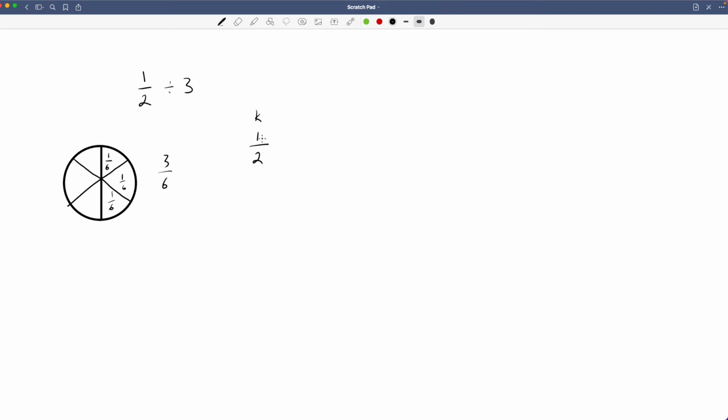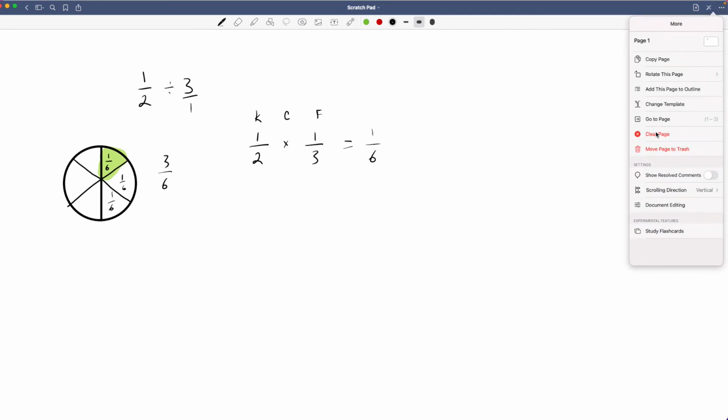1/2, we're going to keep that part. We're going to change the division to multiplication, and I'm going to turn that into a fraction, and I'm going to flip it. So keep it, change it, flip it. Now that becomes 1 over 3 instead of 3 over 1. And 1 times 1 is 1. 2 times 3 is 6. Again, that gives us the answer that we were looking for right here. 1/2 divided into 3 pieces, that is 1/6. So we've seen twice that the math holds true. It stands up.